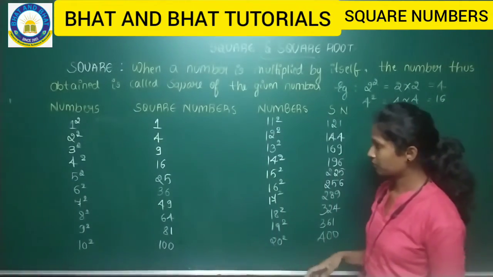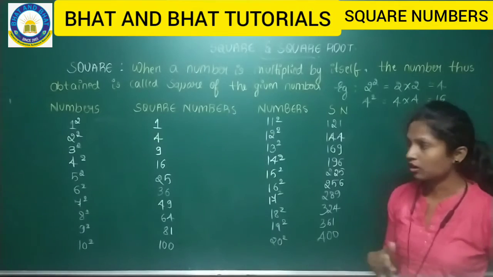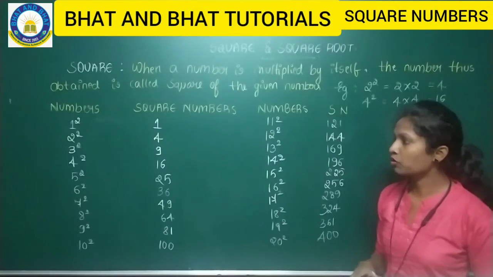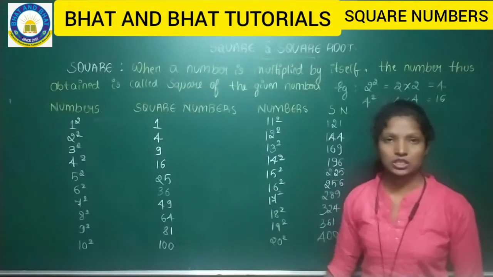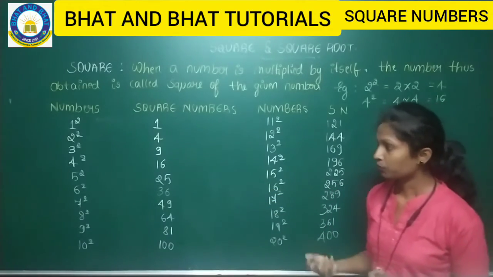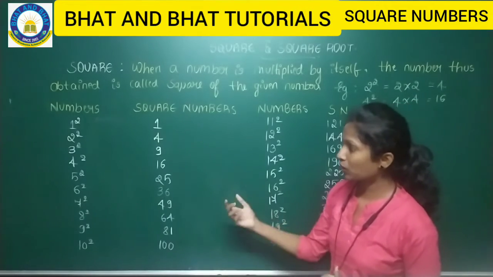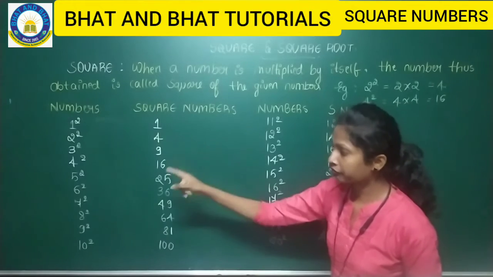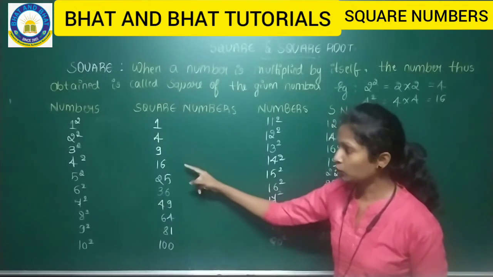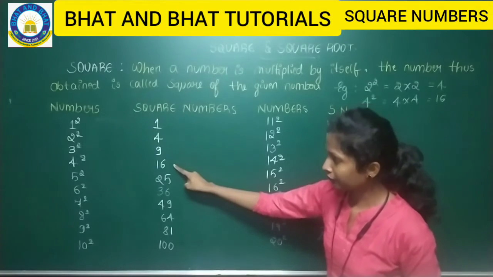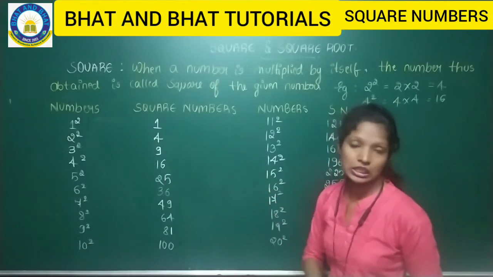So what happens sometimes in your questions, how they are going to ask you. So what are the square numbers for 16 and 36? They might give you the question like this. What you have to do at that time? So when they ask you what are the square numbers for 5 and 6, at that time you have to write the square number for 5 is 25 and for 6 is 36.